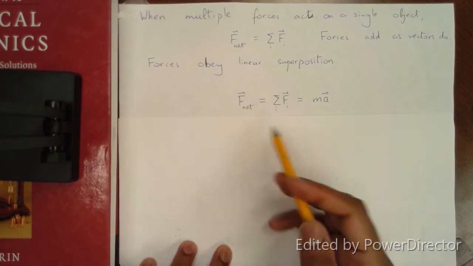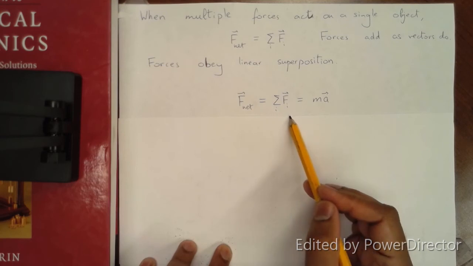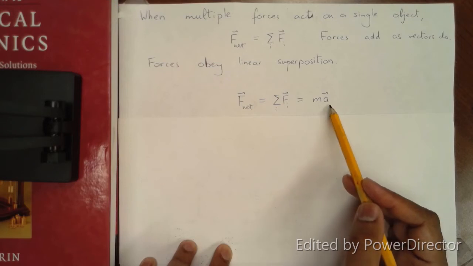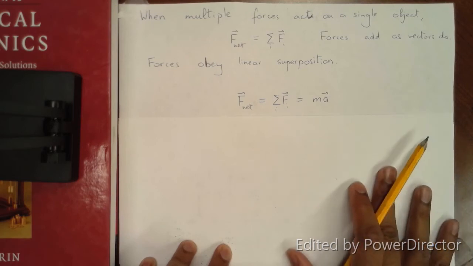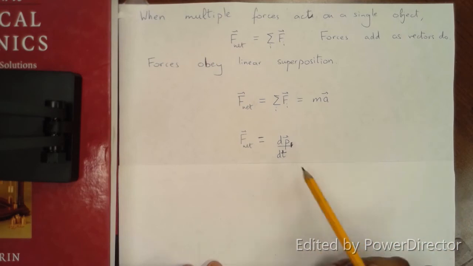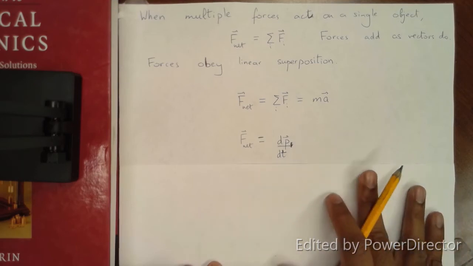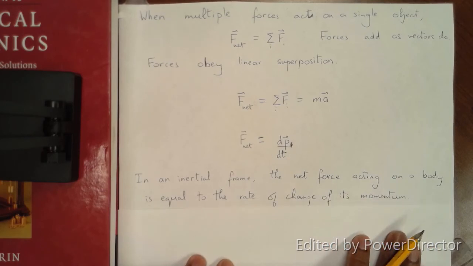And so we get that the net force acting on an object is equal to the sum of the forces, and this result will create a single acceleration, and the mass times that acceleration is equal to the net force. Or, reverting back even further, this net force is equal to the rate of change of the momentum of the object. So in an inertial frame, the net force acting on a body is equal to the rate of change of its momentum.